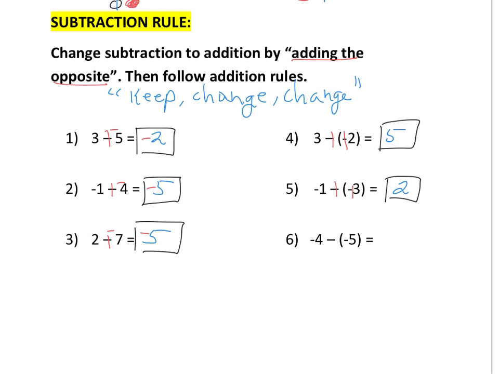Notice how all of these are turning out to be the identical answers to what we had in the 6 problems above. So very last problem, number 6. So we're going to keep the -4 and we're going to change. So change subtraction to addition and change the -5 to a +5. So we've got a -4 plus a +5. Different signs, subtract and keep the sign of the larger. So we've got 5 minus 4 is 1. And then there are more positives than negatives. So our answer is +1.